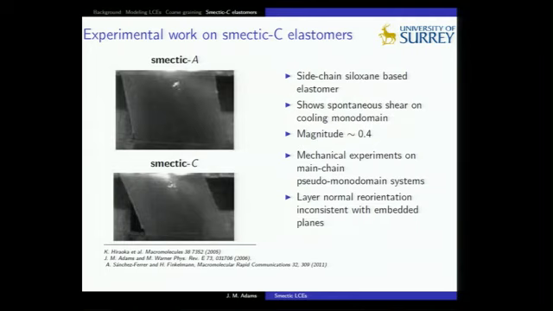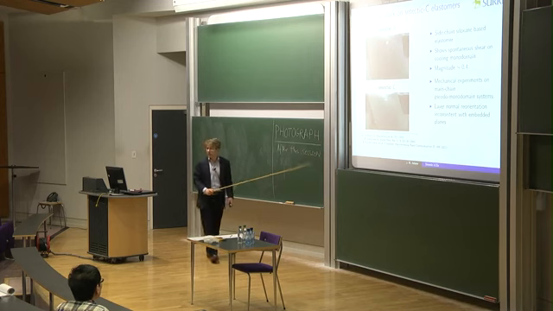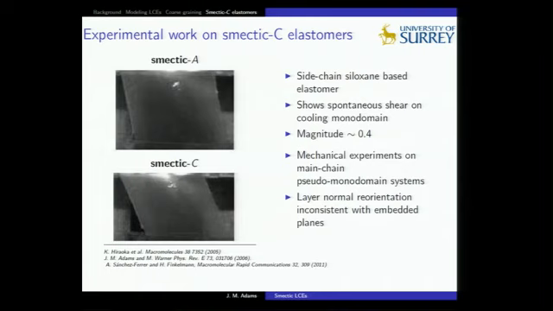So that's shown here. Hopefully you can see that. Here's the outline of a Smectic A phase. So this is the higher temperature phase of the system. And as you cool it down, then you get a spontaneous shear. Here the magnitude of the shear is about 0.4. So you can see there should be some sort of soft elasticity in the Smectic phase. But as far as I know, there are no mechanical experiments on monodomain Smectic elastomers, Smectic C elastomers.